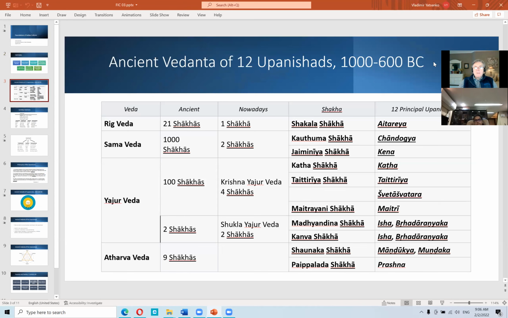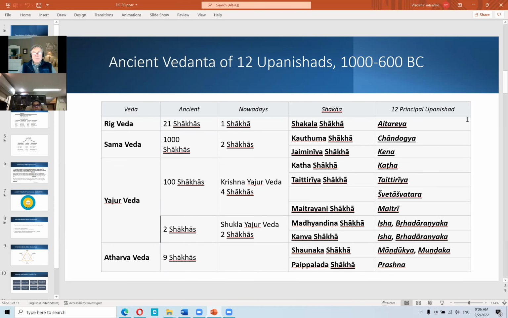So we have Upanishads, 12 major principal Upanishads. Here they are, all of them mentioned. And they belong to different samhitas, different shakhas of different Vedas. So as we learned, there are 4 Vedas.